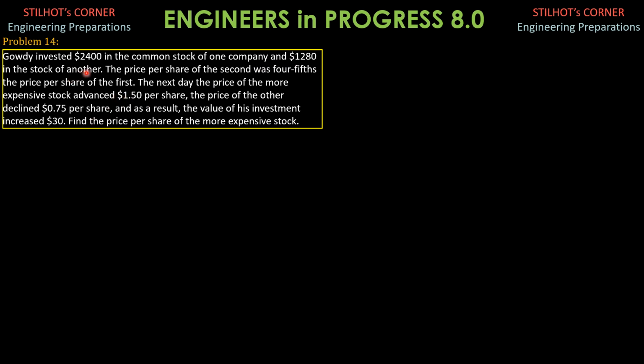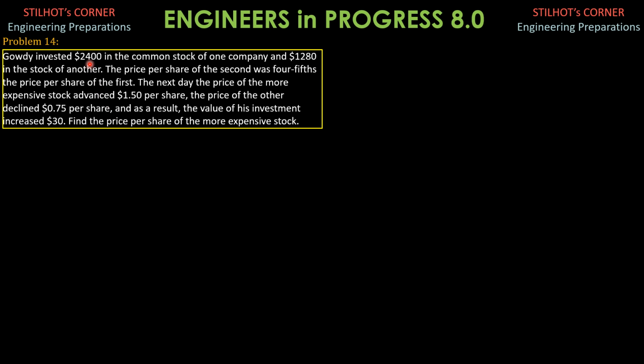So therefore, the value of the investment is 2,400 over X times 1.5. So that's the expected investment. Then because the other investment declined 0.75 per share, it is equal to number of shares, which is 1,280 over 0.8 of X times 0.75, and we equate it to 30.